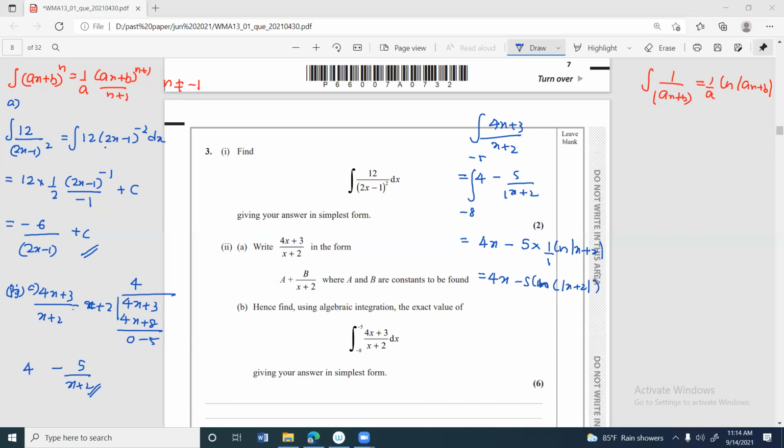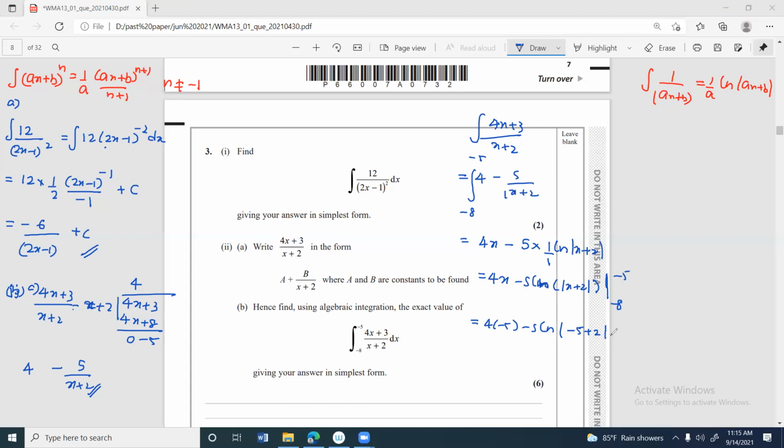5 ln x plus 2, and we only need to put in the boundaries minus 8 to minus 5. So simply you can apply it and give your answer in the simplest form. So you can say 4 into minus 5 times of ln minus 5 plus 2. Minus 5 plus 2 we will work out here.